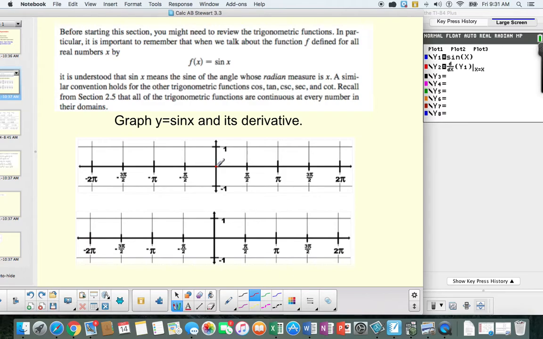All right, the sine of x looks something like this. Remember that its amplitude is 1 and that its period is 2 pi. What's important to note is where the horizontal tangents are. That's going to tell us something about the derivative at those points.